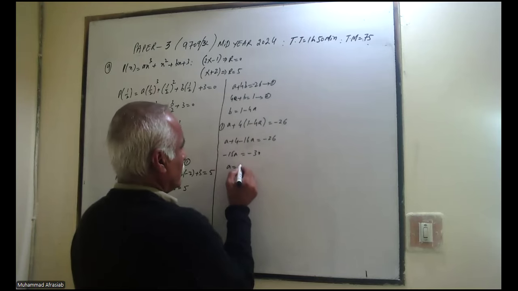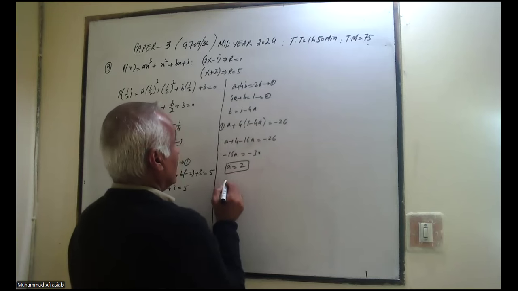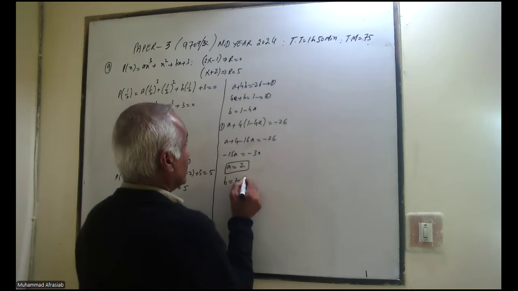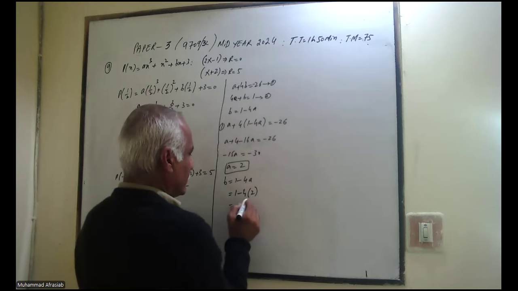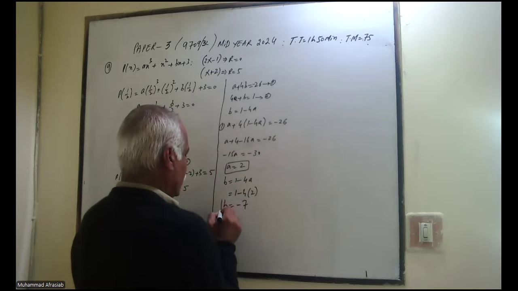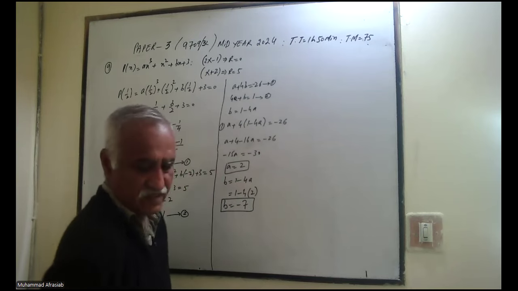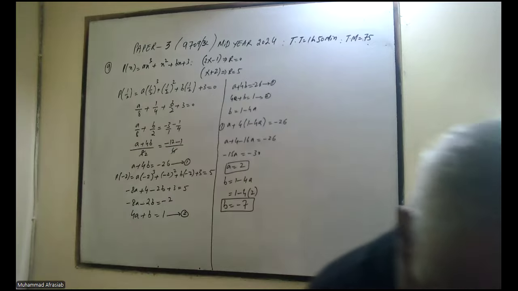So a value is equal to 2 there. And b value is equal to 1 minus 4a. So that is 1 minus 4 into 2, or 1 minus 8, that is minus 7. So b value is minus 7 to that value there.